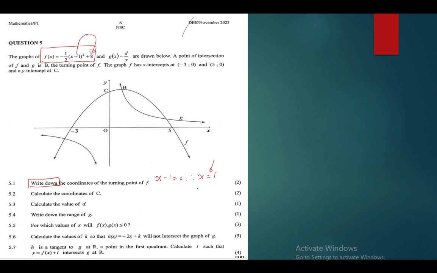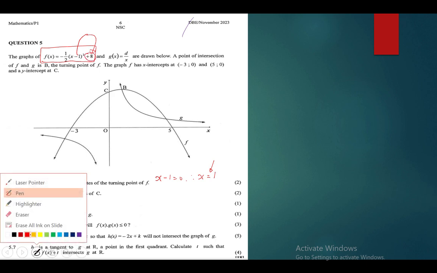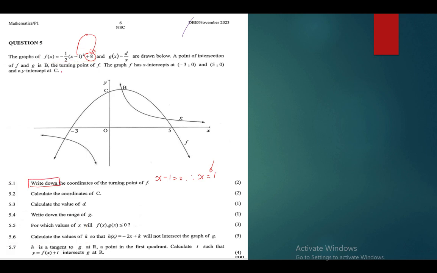What is the y turning point? The y turning point is easy to spot. Is this number here? Maybe I've written too much there. Let me erase. The number at the end here is your y turning point. So the y turning point is 8.